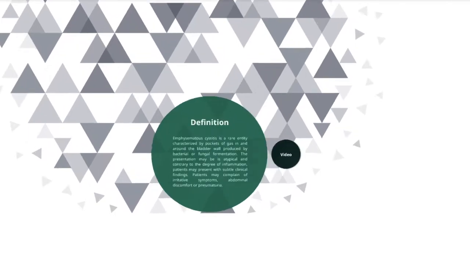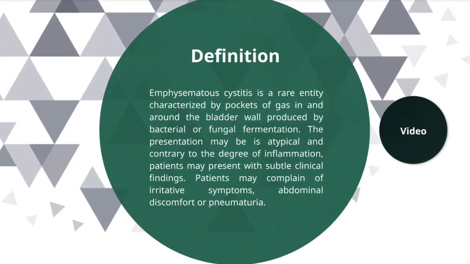Definition: emphysematous cystitis is a rare entity characterized by pockets of gas in and around the bladder wall produced by bacterial or fungal fermentation. The presentation may be atypical and contrary to the degree of inflammation. Patients may present with subclinical findings. Patients may complain of irritative symptoms, abdominal discomfort, or pneumaturia.